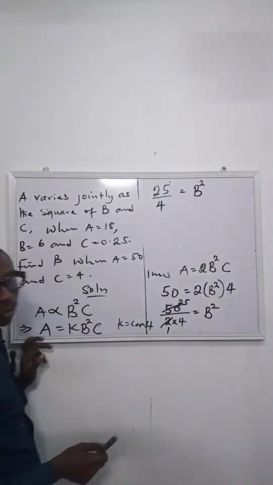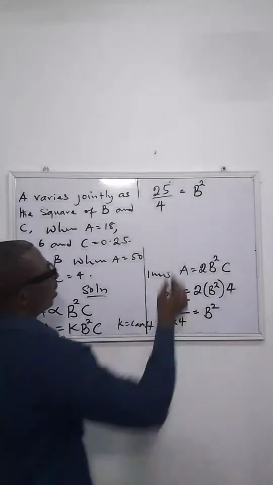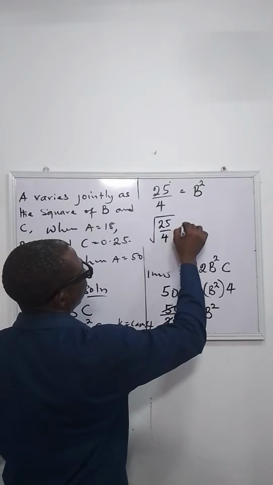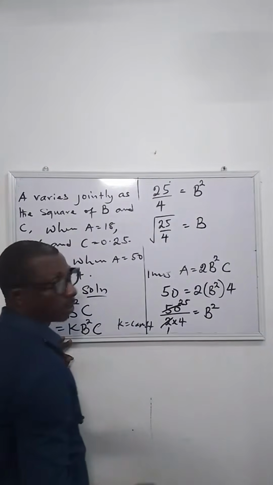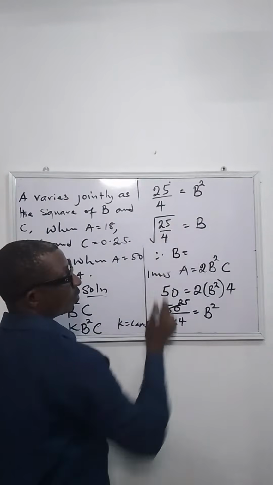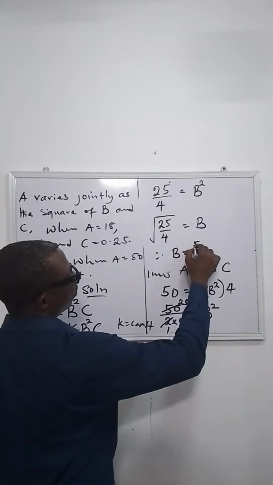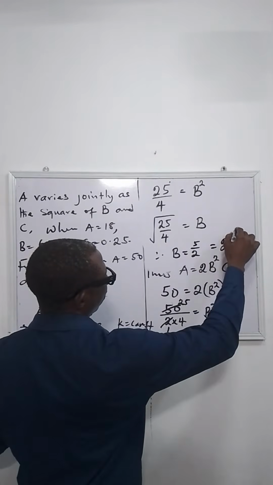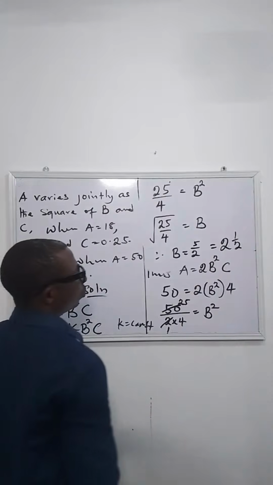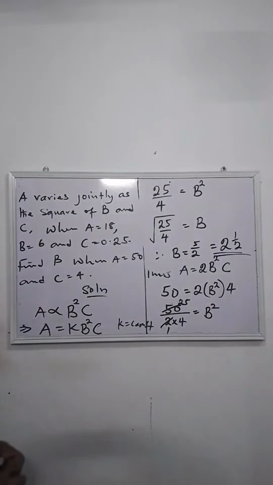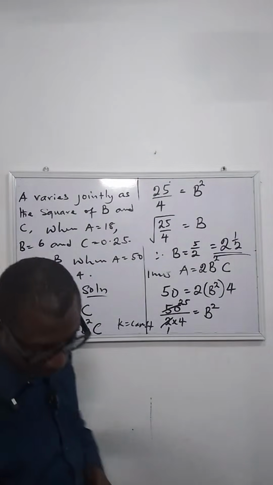So here you can take the square root of both sides. So we have square root of 25 over 4 equals B. Okay, so therefore B is, now what is the square root of 25? That's 5 over what? 2. And that's the same thing as 2 whole number 1 over 2. So this is going to be the answer. All right. So that is the answer to that problem. So I hope we all understand that.